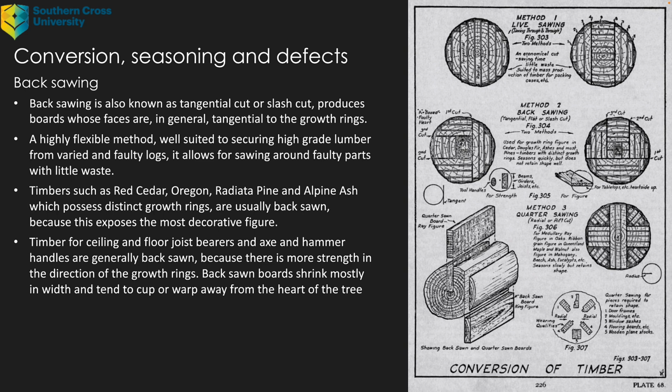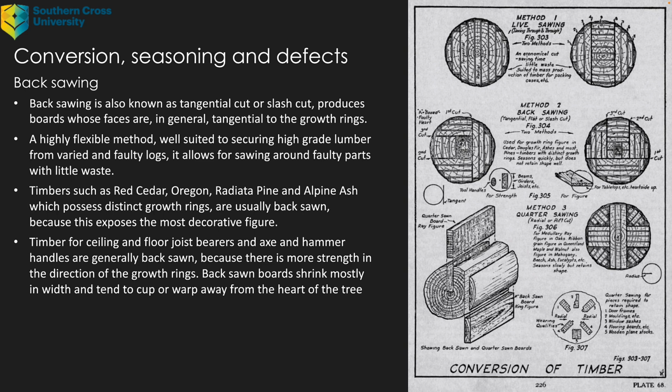So back sawing is also known as tangential cut or slash cut. It produces boards whose faces are, in general, tangential to the growth rings. It's a very flexible method. It's well suited to securing high-grade lumber from varied and faulty logs. So often what you'll do in the mill is look at each individual log and work out a plan for cutting it. You can see on the images there that they show the first cut. Then the log is laid down flat on the face created by that first cut. Then the second cut and the third cut. And after that, it's broken down into smaller and smaller pieces. And you can see there's a couple of variations there.